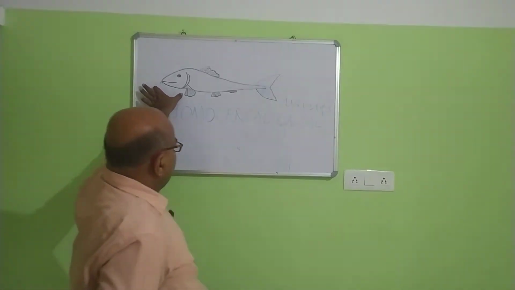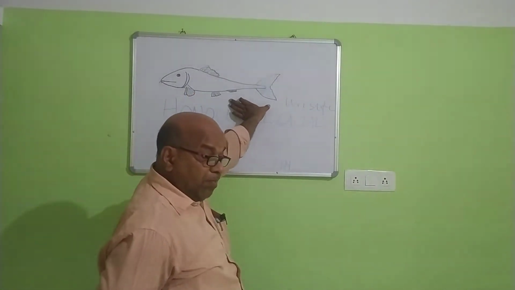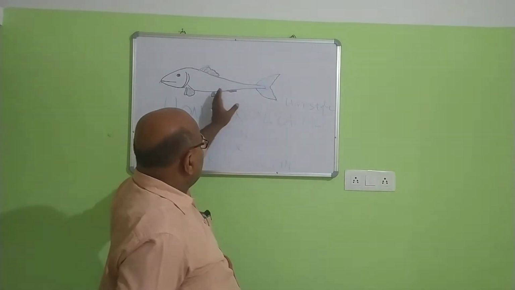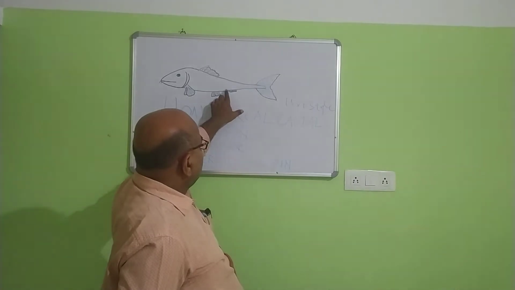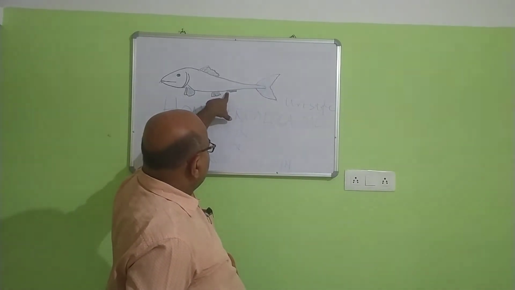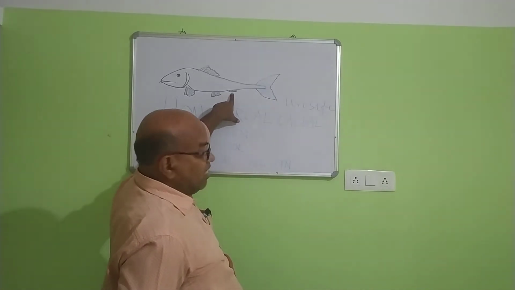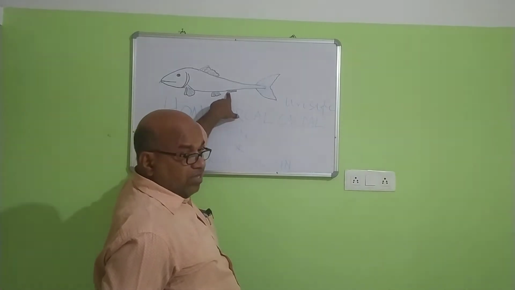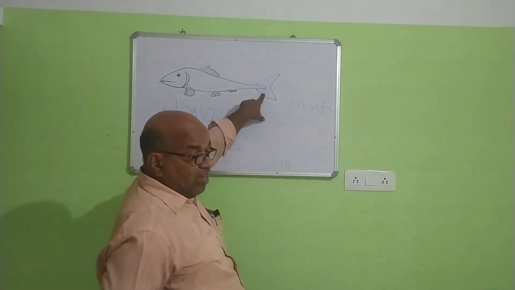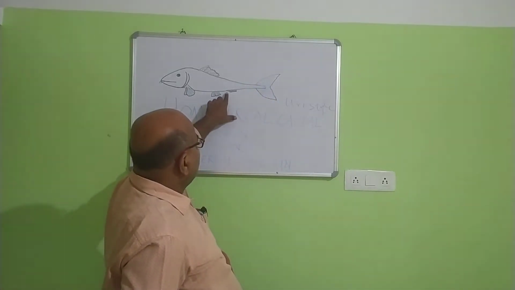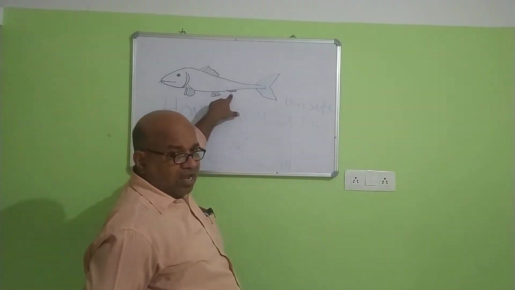Then this part is the head. This part is the tail. As I stated before, the tail is the post-anal part of the body. Nearby the anus or anal aperture, you find one fin. That fin is called the anal fin because it remains at the base of the anus. Likewise, if the fin is available at the tail, that is called the tail fin or caudal fin. If it is present nearby the anus, it is called the anal fin.